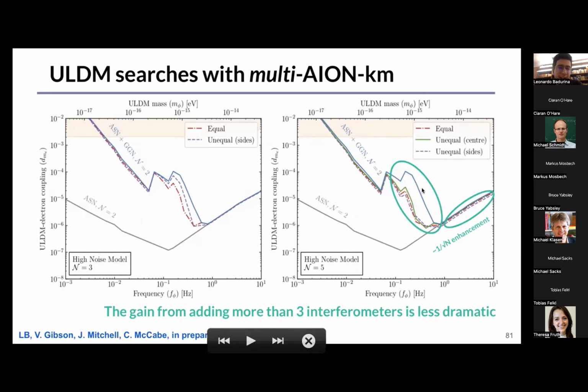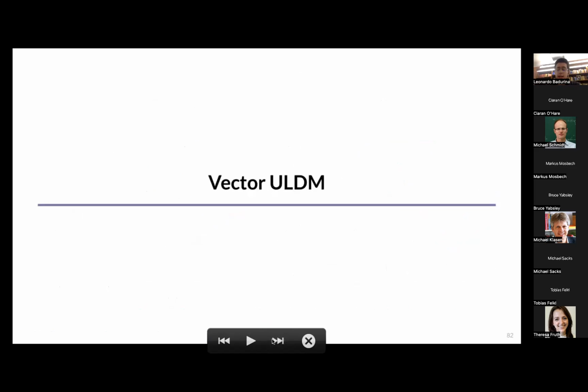So in a sense, this type of configuration would allow us to suppress GGN specifically between about 0.1 hertz to 1 hertz. And so without doing any more sophisticated type of active noise cancellation, we would be able to recover about an order of magnitude in this part of parameter space. Okay, so I completed my discussion on scalars.